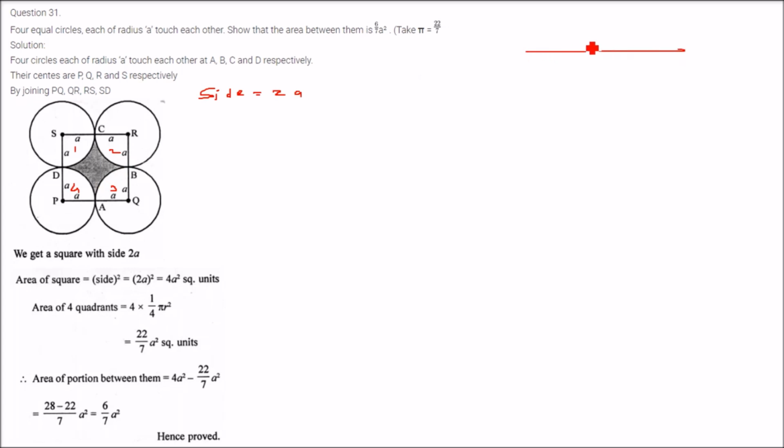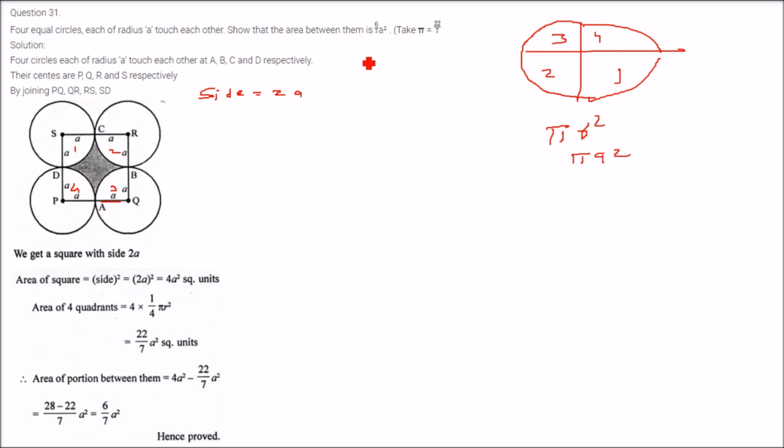So we have these four quadrants, that means this one. Let me take this one: 1, 2, 3 and 4. So 1 is this one, 2 is this one, 3 is this one, and 4 is this one. So they are forming a circle. So what is the area of the circle? Pi r square. What is the radius of the circle here? A. So pi a square.